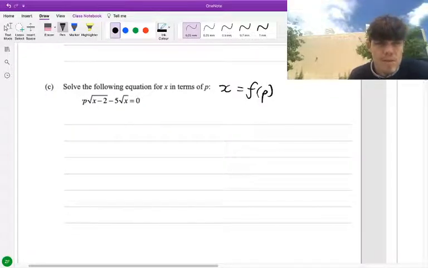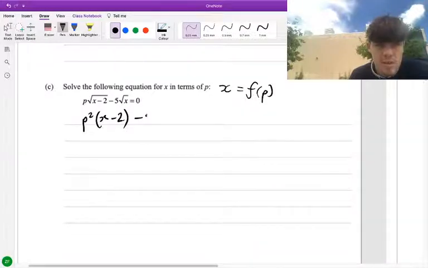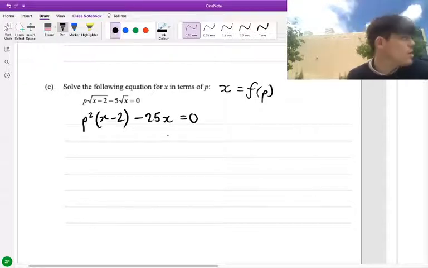So first thing is, if you've got square roots, let's just get rid of them by squaring everything. So let's square p squared, and then we square x minus 2. Because it's the square root, the square is just going to get rid of the square root. Minus, and 5 squared is 25. And then we'll get rid of the square root there by squaring it, and that equals 0.